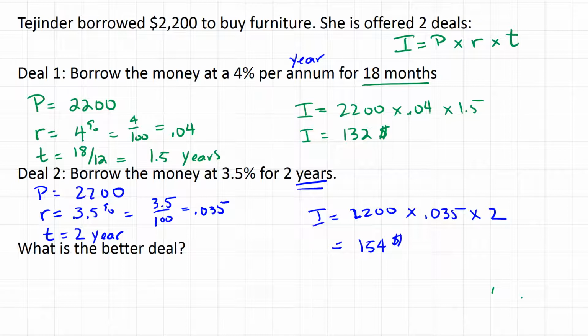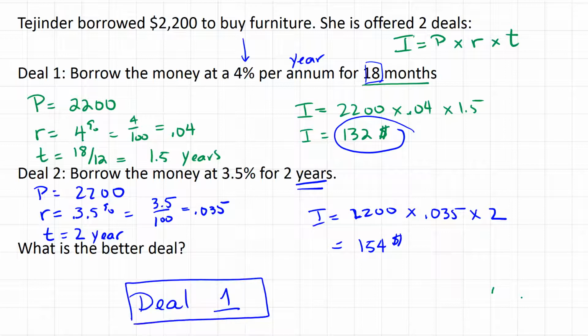So it is cheaper for her, which is the better deal, to pay less interest. So it's actually cheaper for her to go for a higher interest rate because she's going to spend a little bit less time borrowing it, 18 months. So the better deal is deal 1. She's going to save a bit of money by doing it that way.